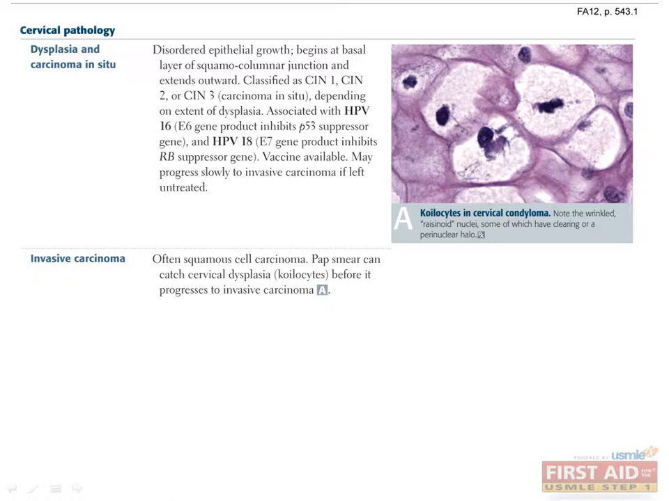Cervical dysplasia, with characteristic coilocytes, noted on pap smear, occurs in the setting of human papillomavirus infection. You can see some coilocytes right here and right here. Coilocyte is a buzzword frequently used in the context of HPV, so be sure to keep it in mind.